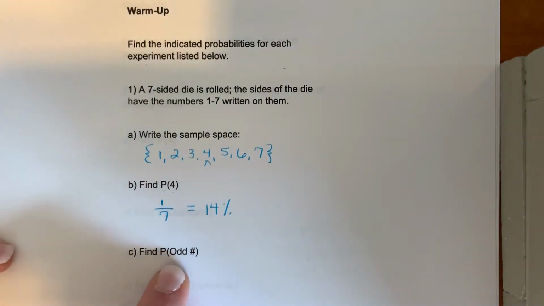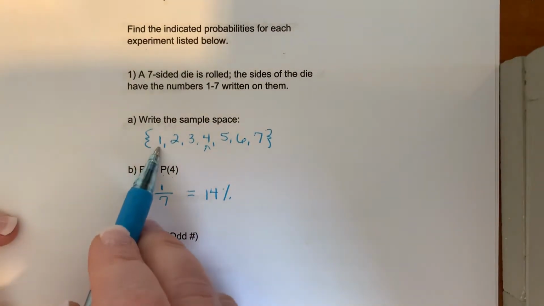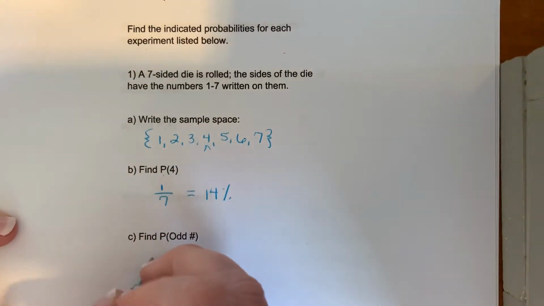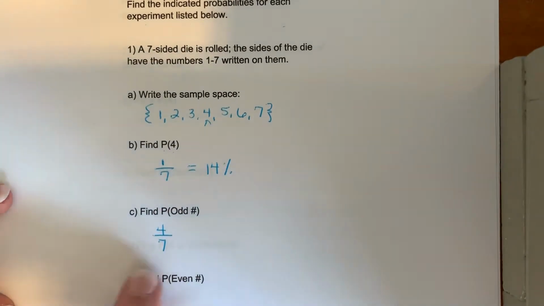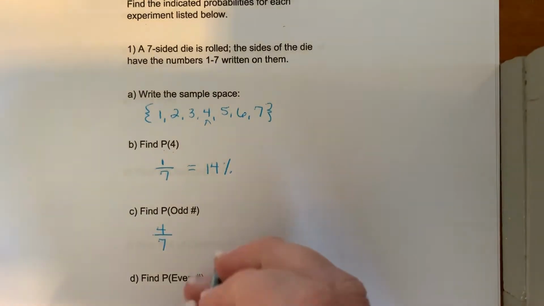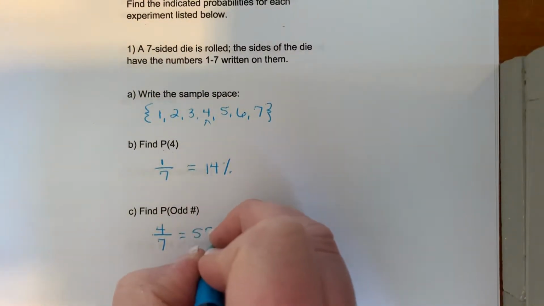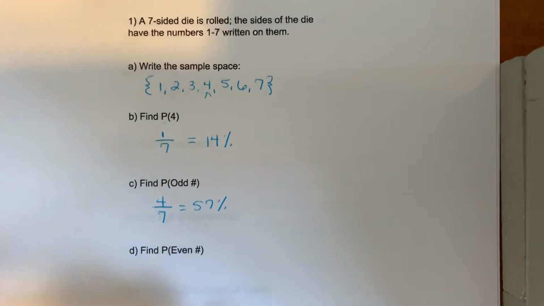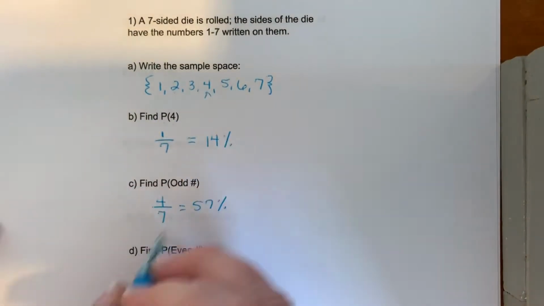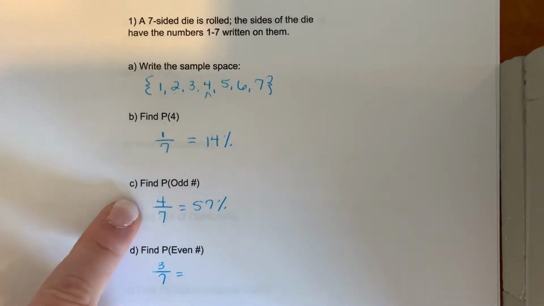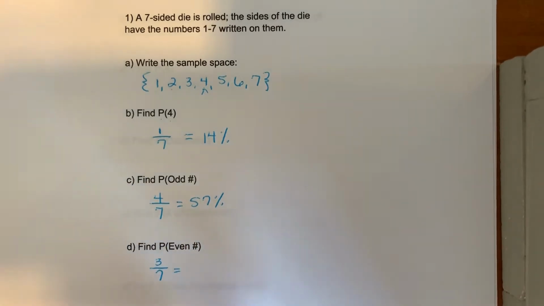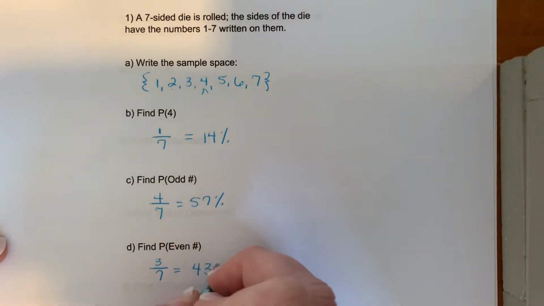What's the probability that we roll an odd number? So there's 1, 2, 3, 4 odd numbers out of 7 total. So the probability that we roll an odd is 4 out of 7, or 57% chance of happening. So you're more likely to roll an odd number than just the number 4. So the probability of rolling an even number, there's 1, 2, 3 even numbers out of 7. So you're less likely to roll an even than an odd. So the chances, or the probability, is 43% chance of happening.